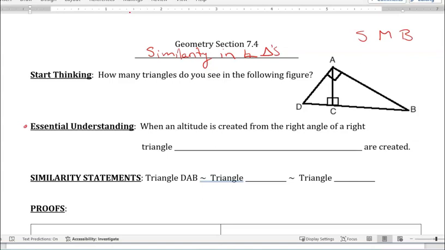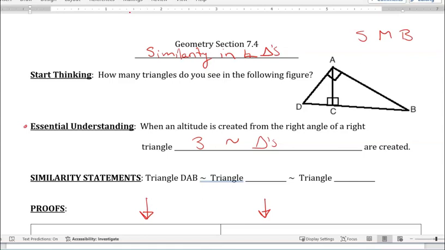Okay? Now, the essential understanding, what we learned in class today, was that when you do this, not only do you end up with a small, medium, and big triangle, but when an altitude is created from the right angle of a right triangle, then three similar triangles are created. Now, down here is where we would actually put the proof, but I'm just going to explain to you how this works.